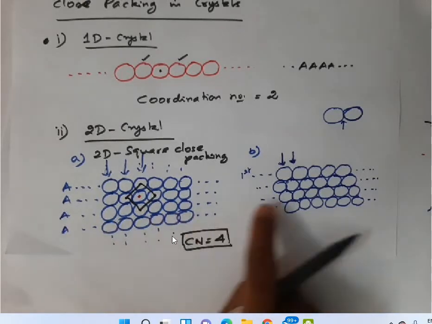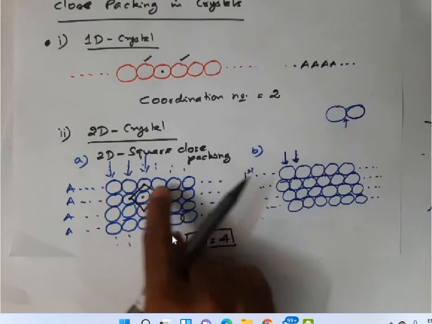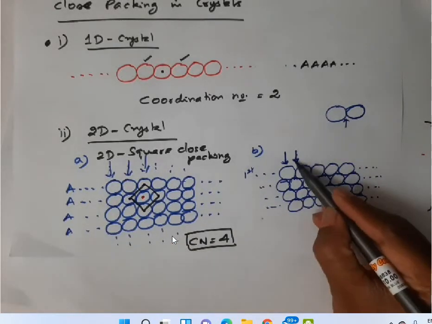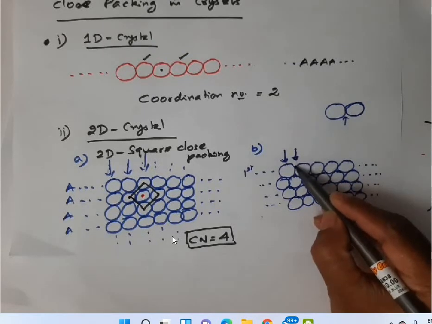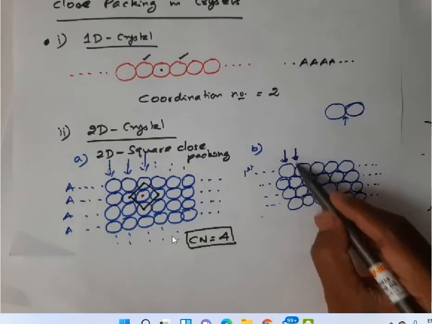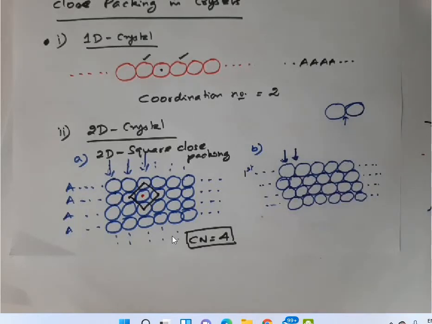See this one and this one. Here, first row atoms are exactly eclipsing the remaining row atoms, whereas here, see the second arrow mark. The second arrow mark is actually facing the depression. Along the depression, you see the second row. Yes, the second row atom is visible now. Or I can say it the other way: the first row atom is not eclipsing the second row. Now let me ask you a question. Is the first row atom eclipsing the third row atom? See?